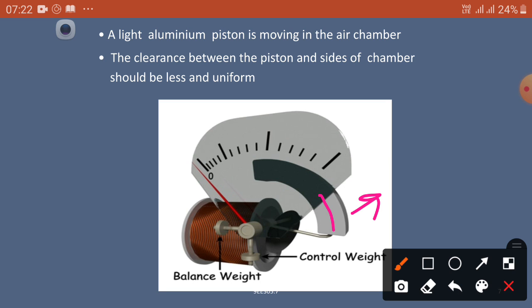The clearance between the piston and the sides of the chamber should be small and uniform. So here, this is a cylinder, this is the piston, and there is a gap here in the center. These places should be perfect. Otherwise, what will happen? The suction may not be created here. So this should be uniform, the piston head, and this should be uniform.